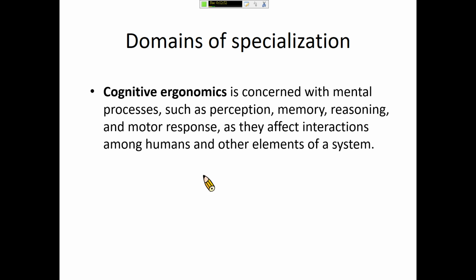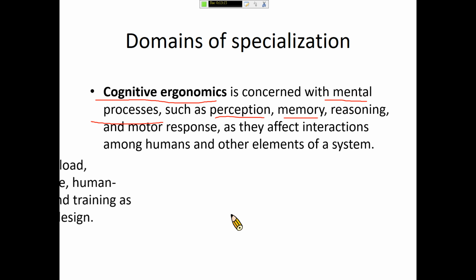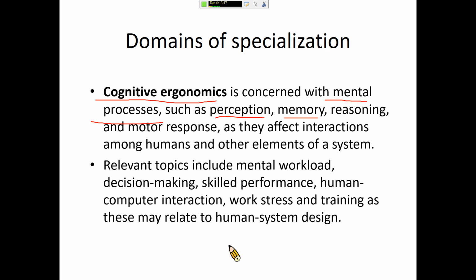There is another area called cognitive ergonomics, and we do have another course in this department for this. That is concerned with mental processes, such as perception, memory, cognition, etc. The relevant topics include mental workload, decision making, skill performance, human-computer interaction, work stress, etc.